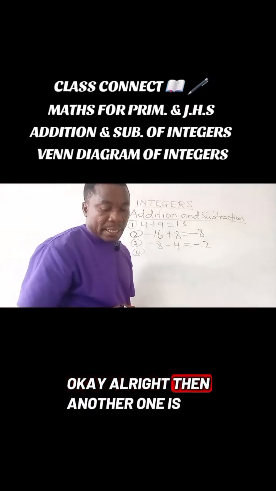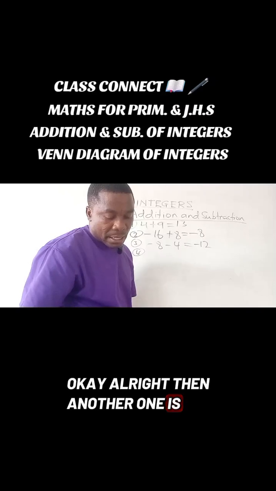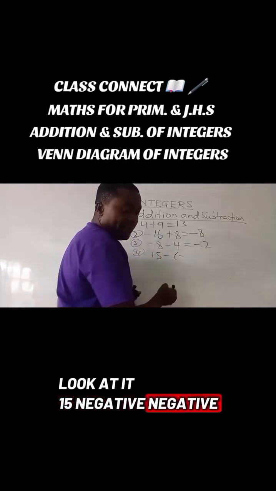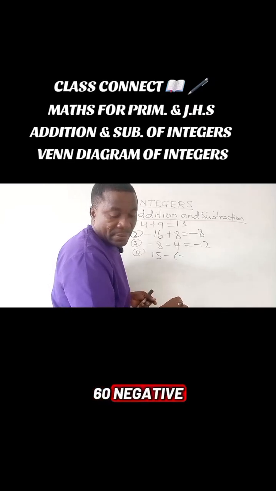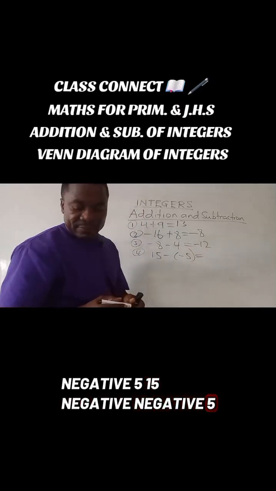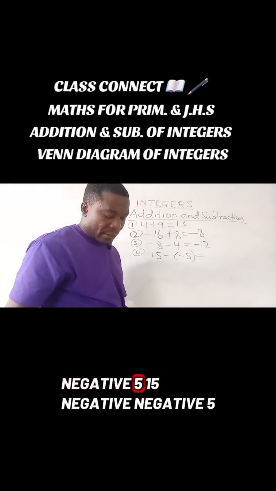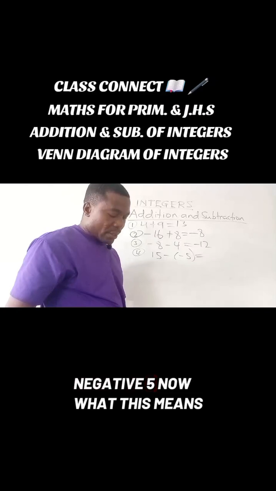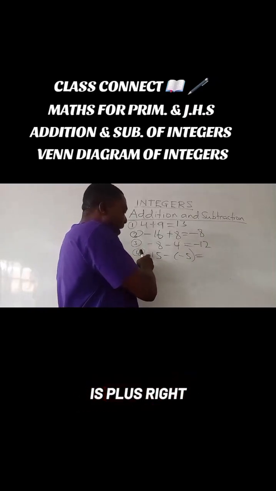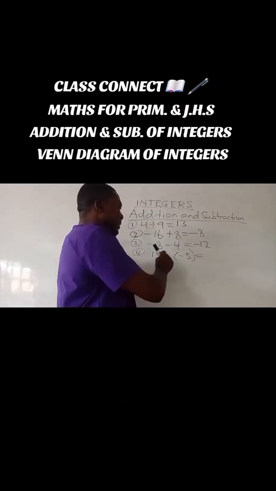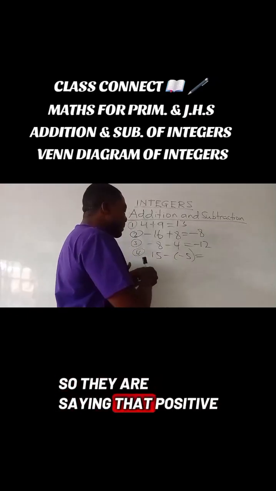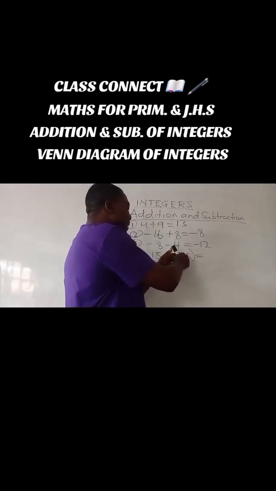All right. Then another one is, look at it. 15 negative, negative 5. Now, what this means is that this is plus, right? This negative is for this 5. And this is positive 15. So they are saying that positive 15 and negative 5.